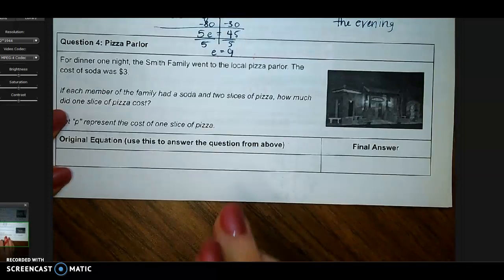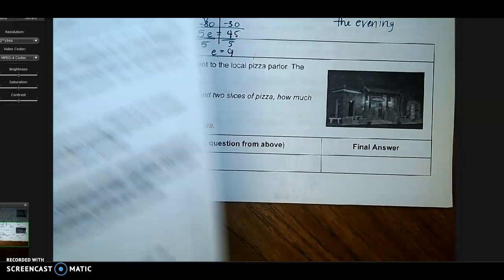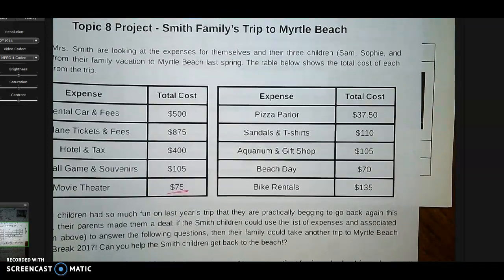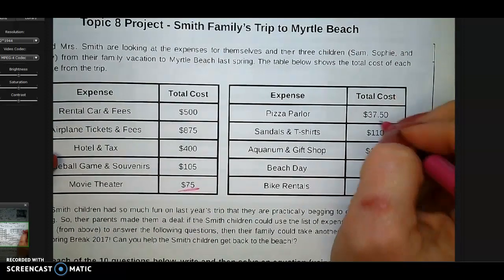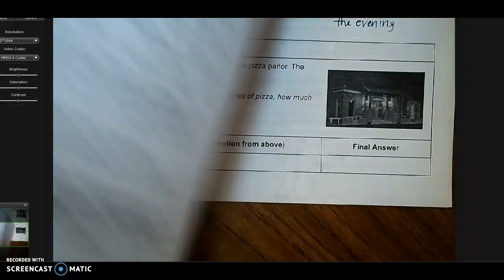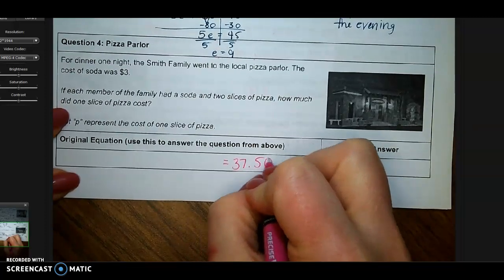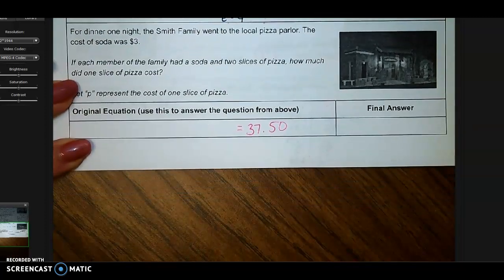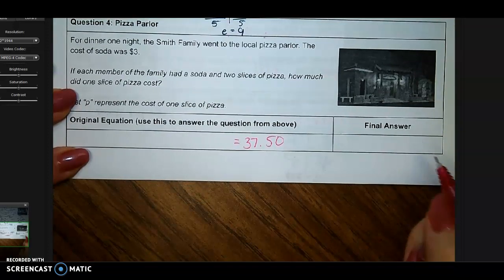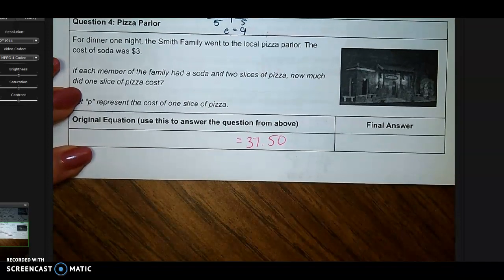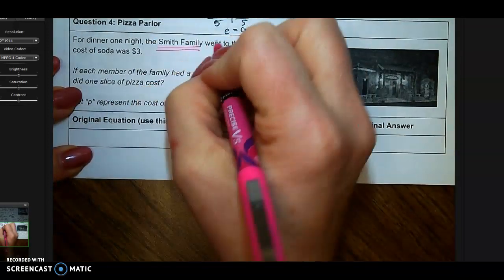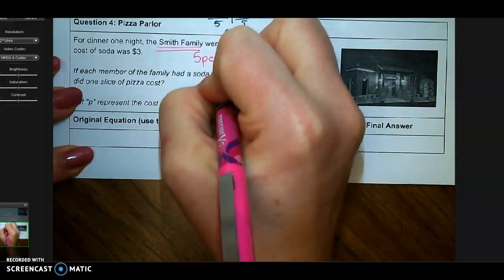Next one is the pizza parlor, and at the pizza parlor we spent $37.50. That one right there. So I know that my total bill for the pizza parlor was $37.50. So it says for dinner one night, the Smith family went to the local pizza parlor. We got the entire Smith family. That is 5 people again.